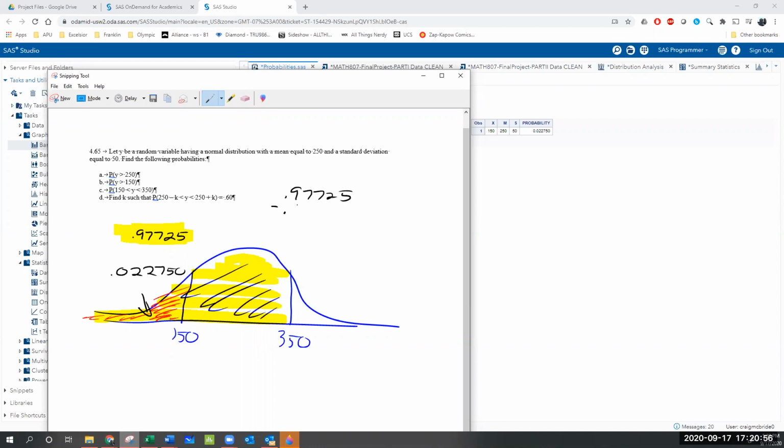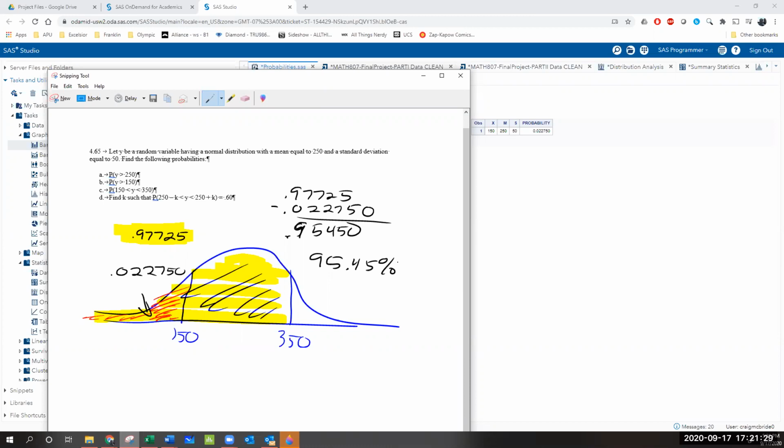So 0.97725 minus 0.022750, right? So 12 minus 7 is 5, 6 minus 2 is a 4, that's a 5. So you get 0.9545. So it's pretty close to 95%, right? It's 95.45%.